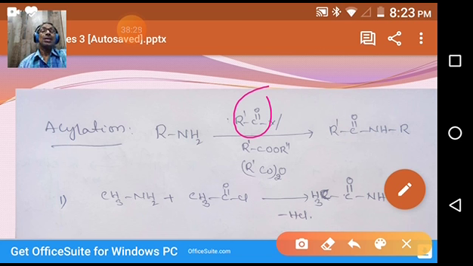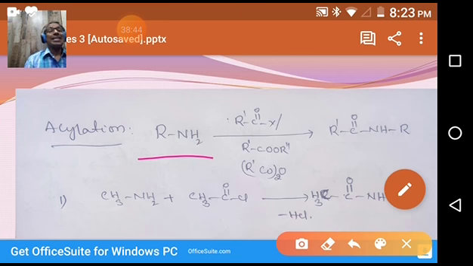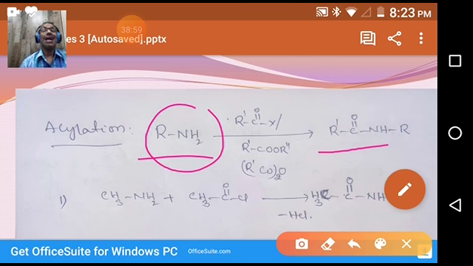Compounds having this RCO group are acid halides, esters, and acid anhydrides. When all these three types of compounds react with amines, they easily give N-alkyl amides. What is happening here is that in the amine, one of the H is replaced by an acyl group. That's why it's called acylation, as in the alkylation reaction. In alkylation, what happened?